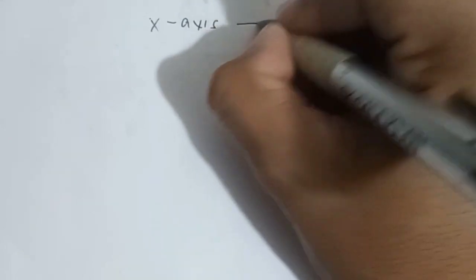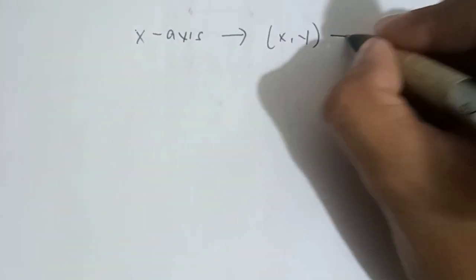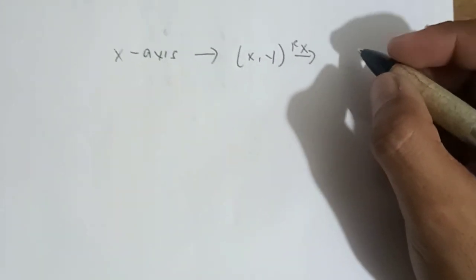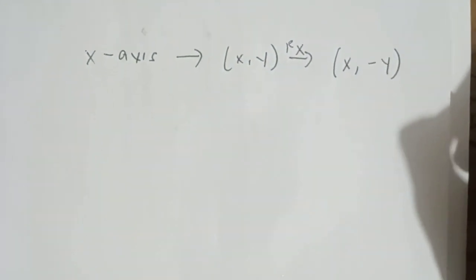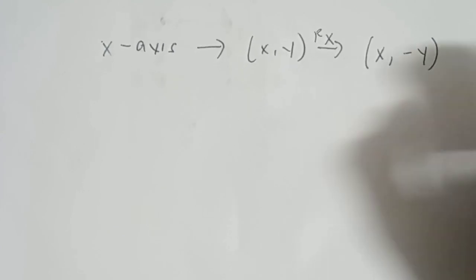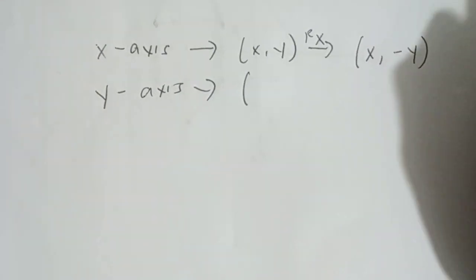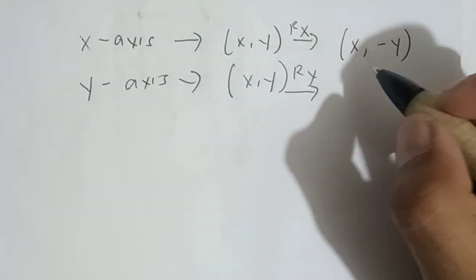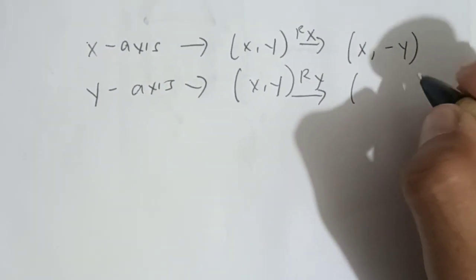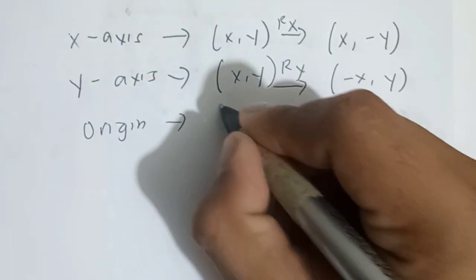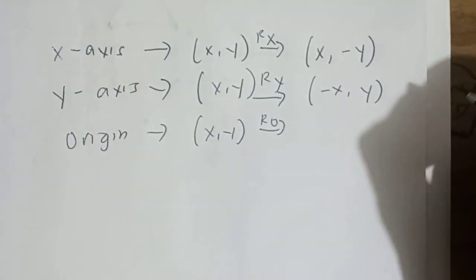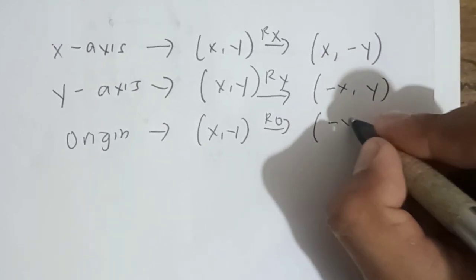And to summarize the three reflections, the first type is the reflection over the x-axis, where if we have a given point (x, y), the y value will change but the x value will stay the same. Second is the reflection over the y-axis, where the x value will change but the y value will stay the same. Lastly is the reflection over the origin, where if we have a given point (x, y) and we want to reflect this over the origin, the x and the y values will both change.